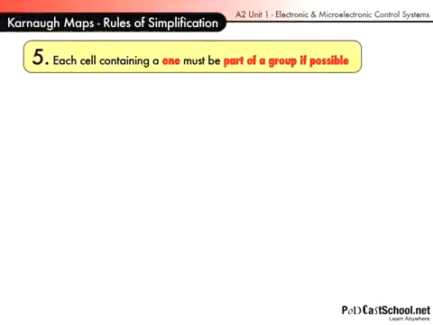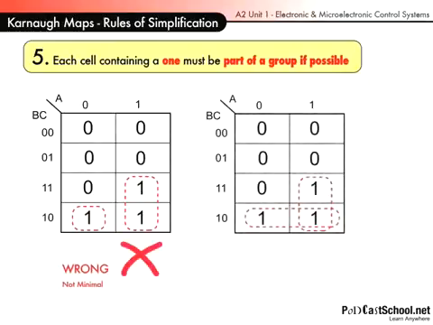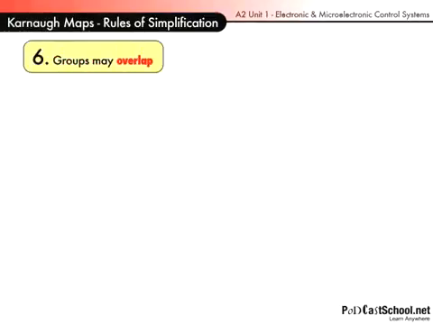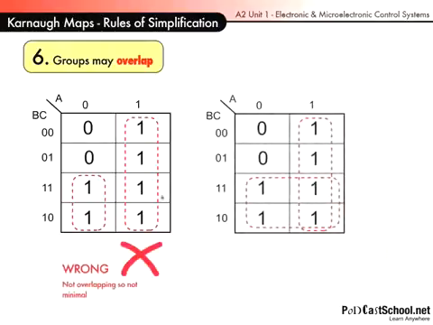5. Each cell containing a 1 must be part of a group if possible. So really, that's not the way to do it, but that is. Okay, can you see the difference? Rule number 6 is not really a rule, it's just to say that they can happen. So you can overlap groups. So you shouldn't do it like this, you should do it like this one. Again, you'll end up with an expression that isn't minimal if you try this one.